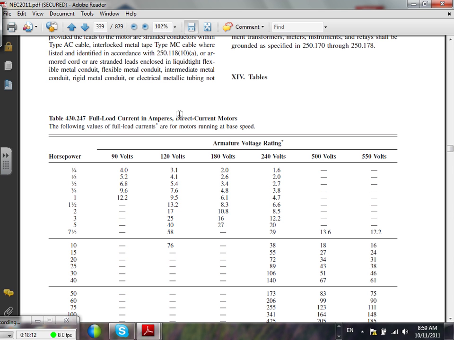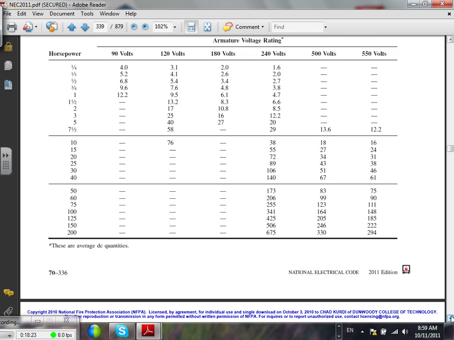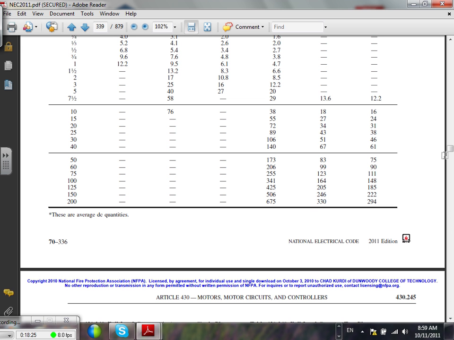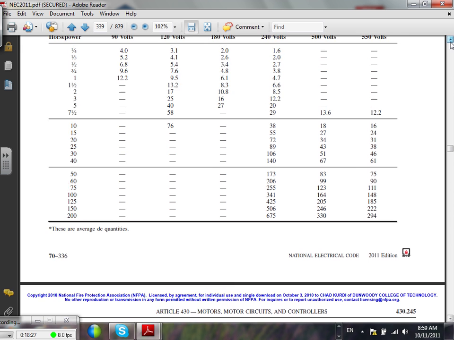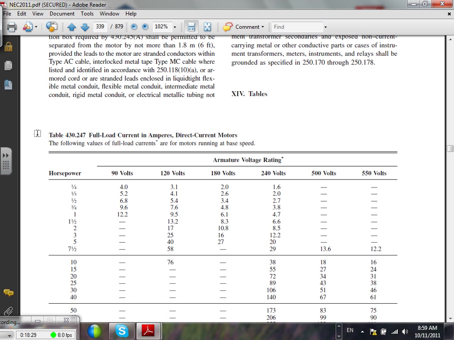The NEC Codebook, guys, has the full load current of all the motors that are manufactured in the US. They give you a full load current. They start with this tiny little table. Which page is that one? The page is 336. I'm going to start at page 336.